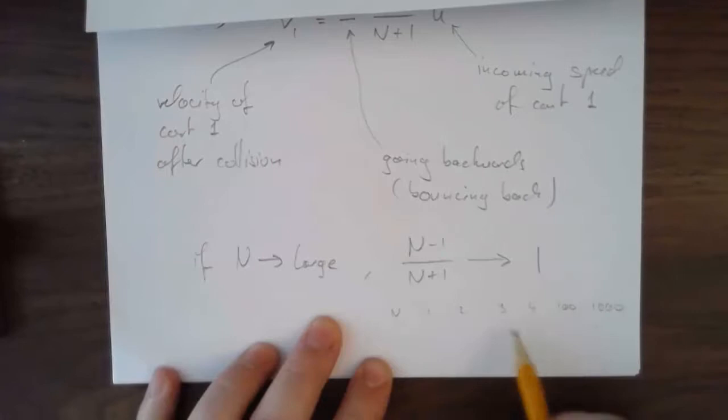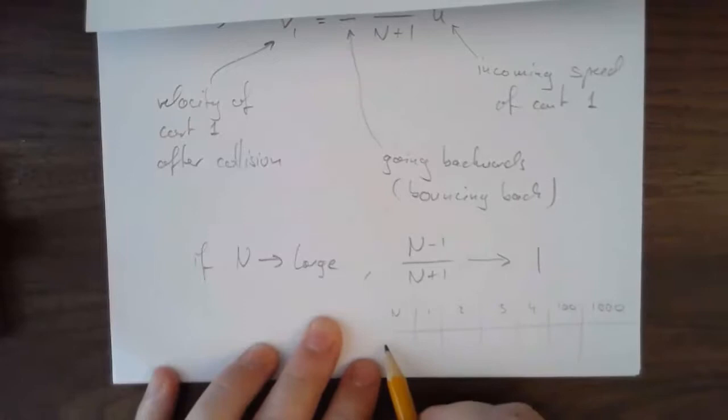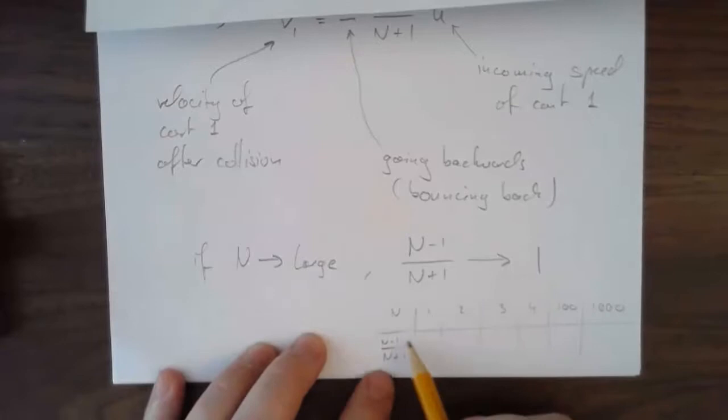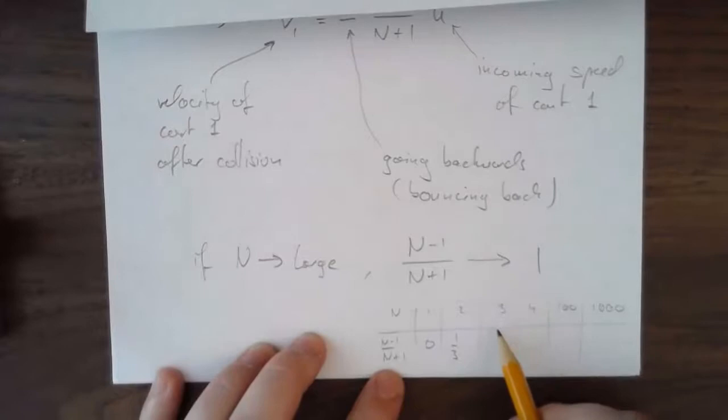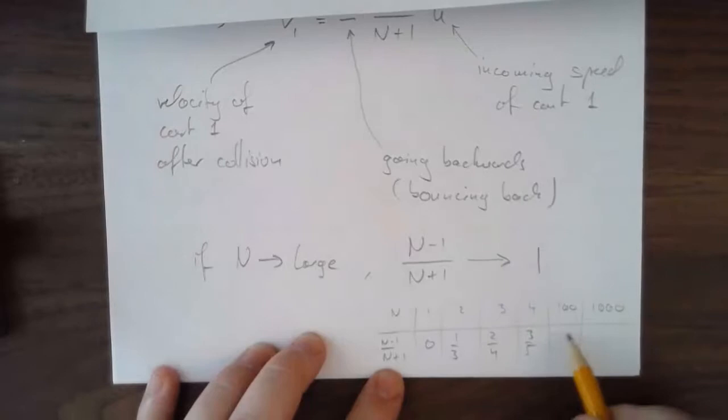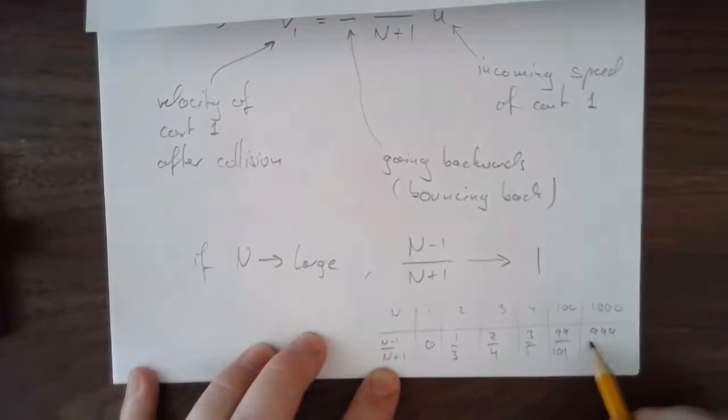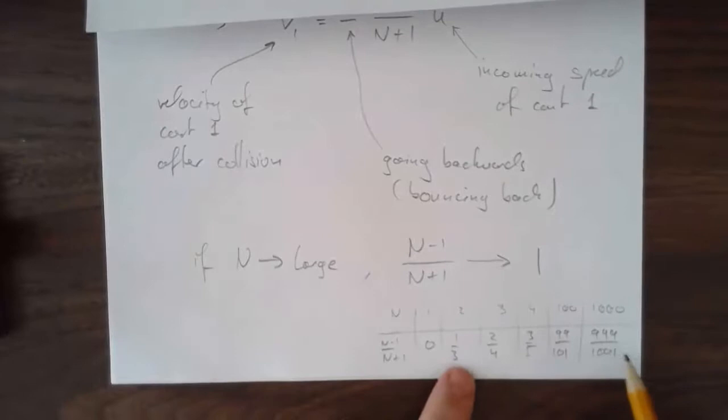What do I get for n minus 1 over n plus 1? What's this fraction? Well, it's going to be 0, because 0 over 2. Then I get 1/3. Then I get 2/4. Then I get 3/5. I get 99 over 101. Very close to 1 already. 999 over 1001. Extremely close to 1. You can see how those numbers get closer and closer and closer to 1.